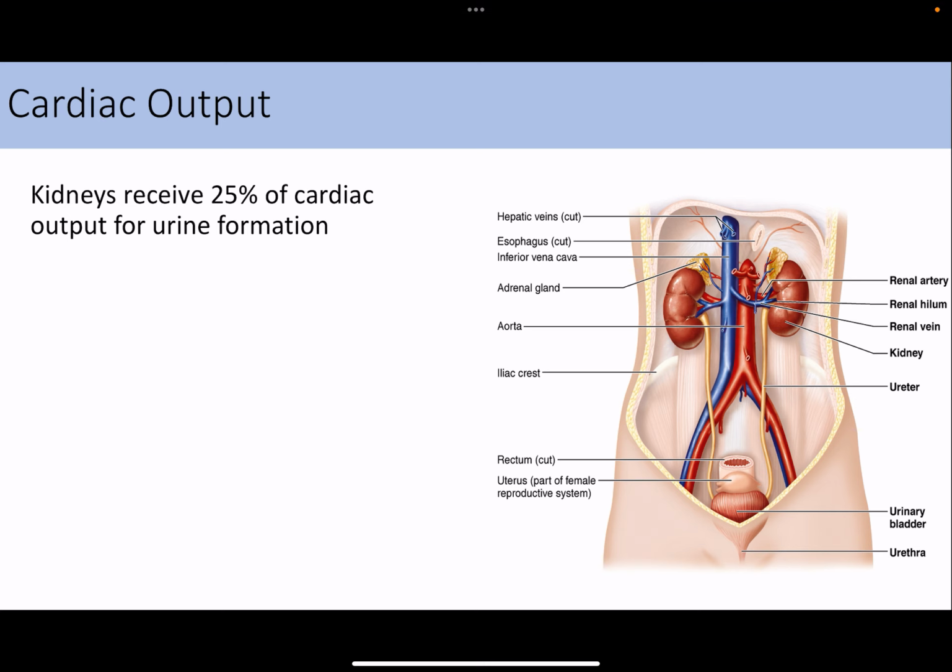The kidneys receive 25% of cardiac output for urine formation, and the word for urine formation is diuresis. So make sure you write that down somewhere. Urine formation is diuresis. Once we get to the very end of the urinary system and talk about actual excretion and urination, that's called micturition. But the forming of urine is called diuresis.